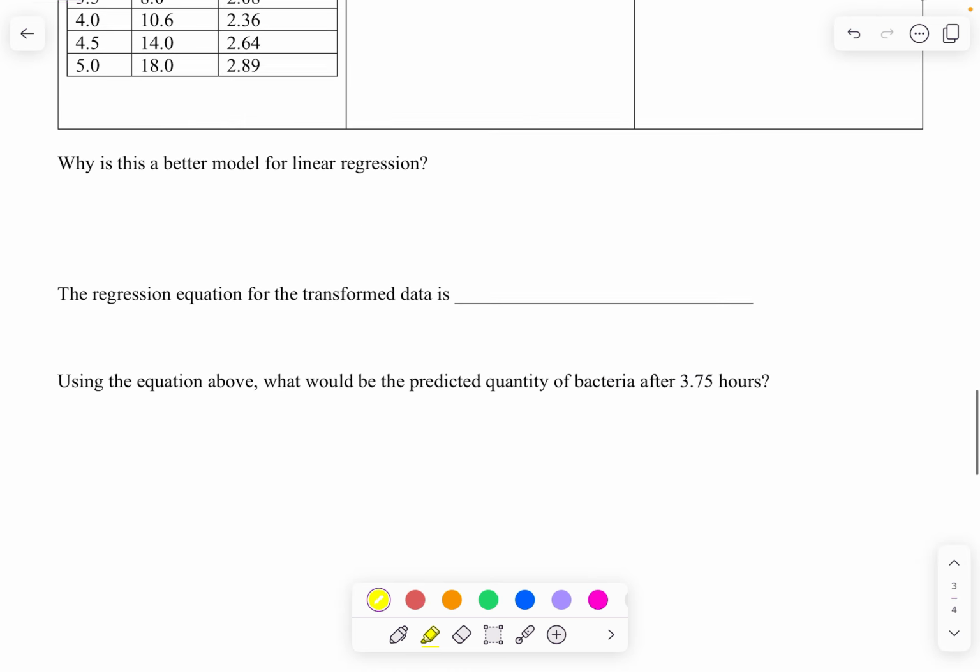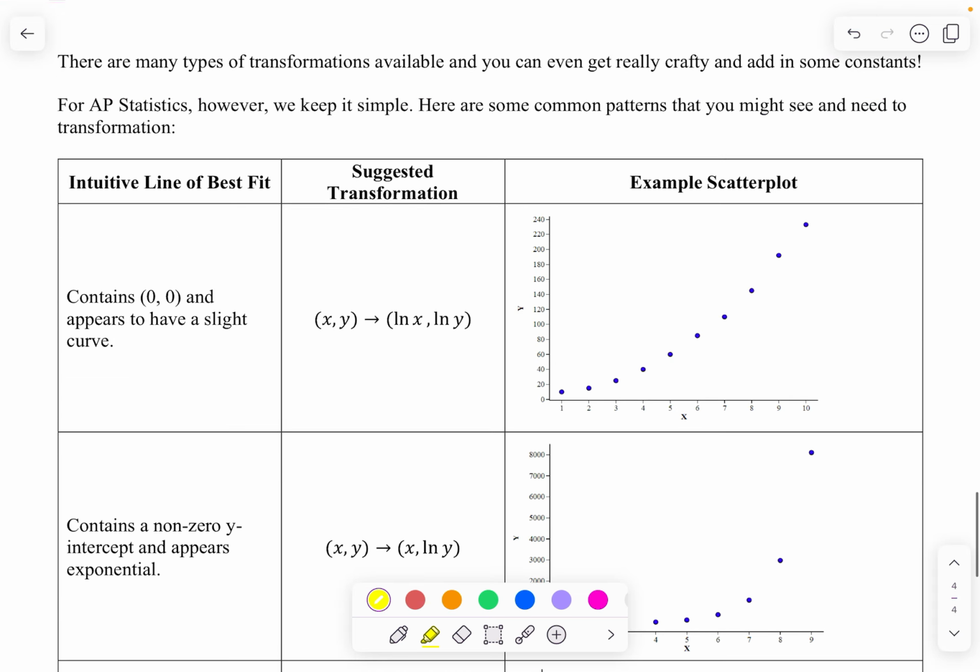On the very last page of your notes, there's a table that talks about the different types of transformations we can do for data.